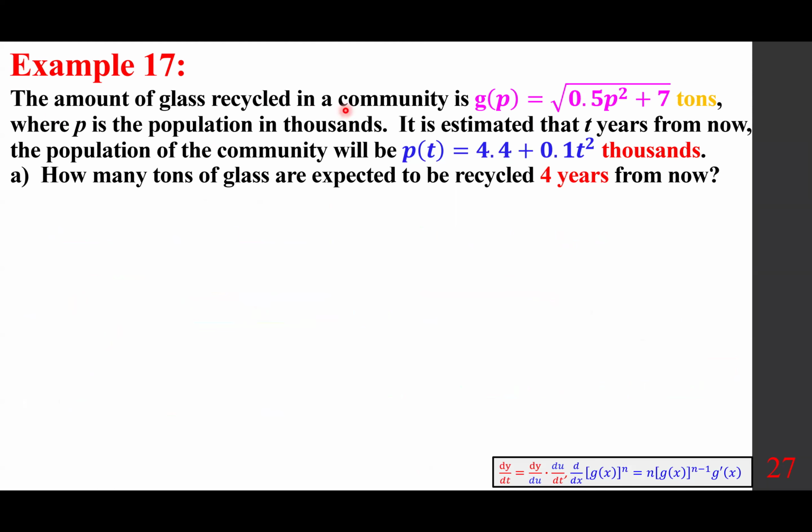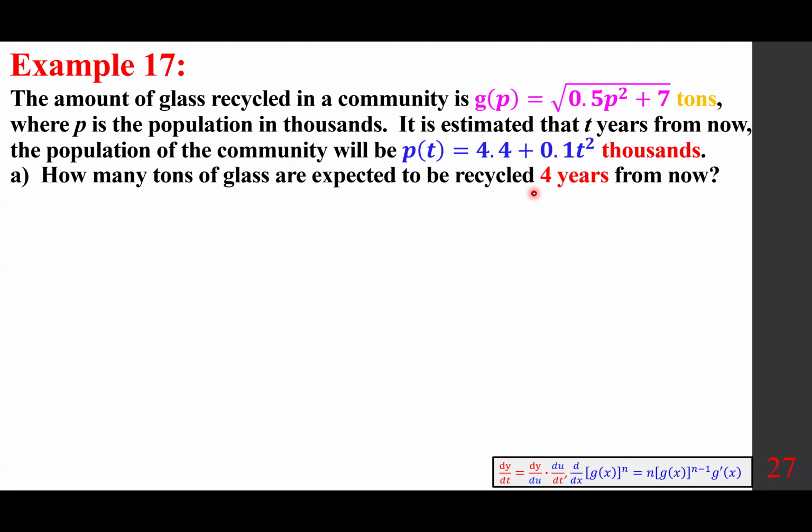The amount of glass recycled in a community is given as G of P equals the square root of 0.5 P squared plus 7 tons, where P is the population in thousands. It is estimated that 10 years from now, the population of the community will be P of T equals 4.4 plus 0.1 T squared, in thousands. How many tons of glass are expected to be recycled 4 years from now?